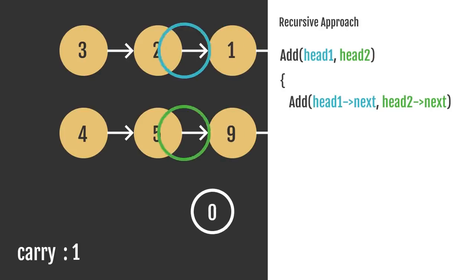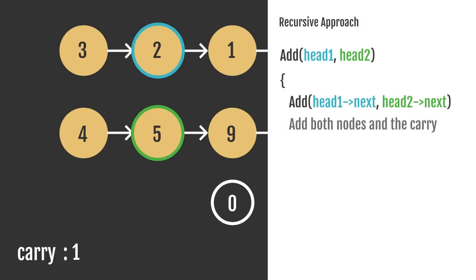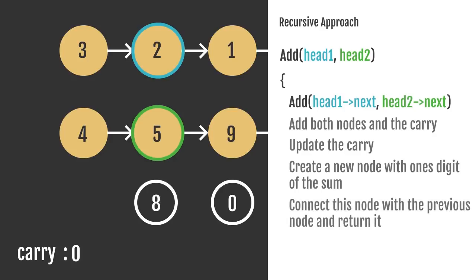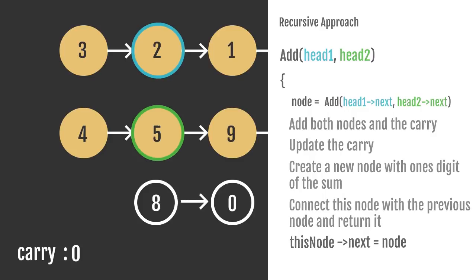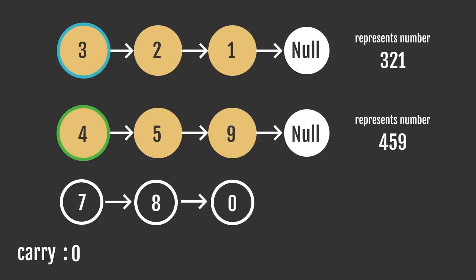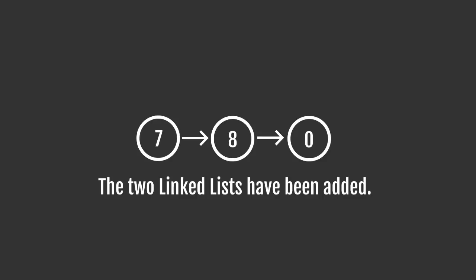Coming back, we will again add the values of the nodes and the carry. Update the carry. Create a new node, with 1's digit of the sum. Connect this node with a previous node, and return it. We will do this until we reach the head nodes of both lists. The two linked lists have been added.